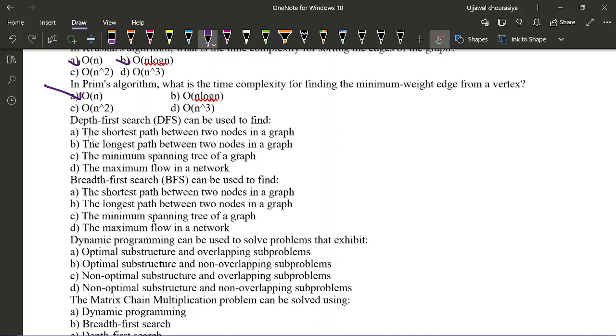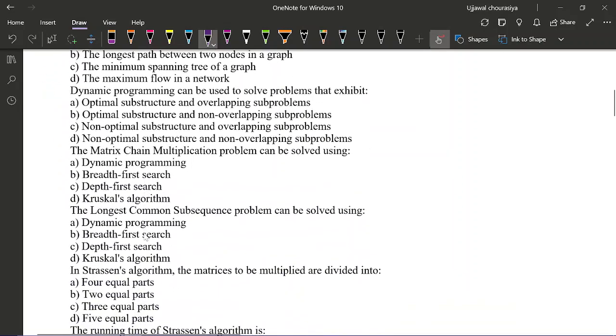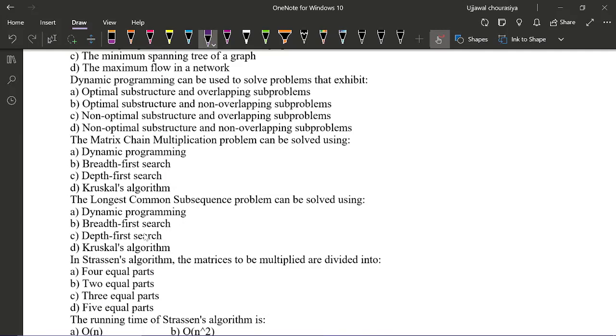The depth first search can be used to find the longest path between two nodes in a graph. The breadth first search can be used to find the shortest path between two nodes in a graph. Dynamic programming can be used to solve problems that exhibit optimal substructure and overlapping subproblems.